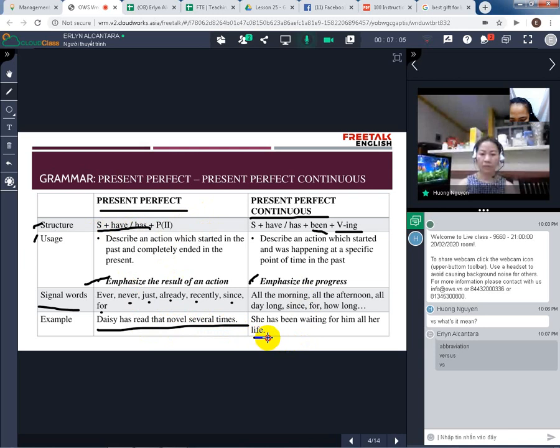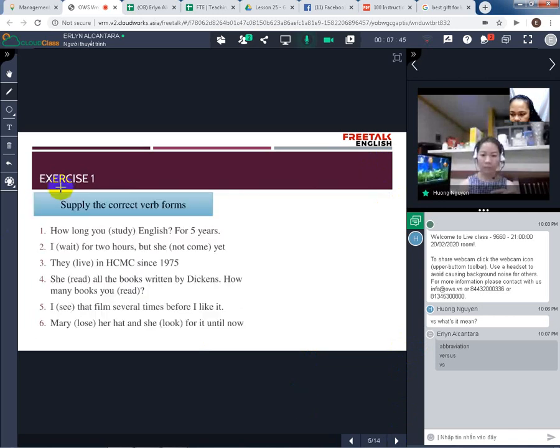Let's read the second sentence. She has been waiting for me all her life. Okay. All her life. That is a signal word that indicates present perfect continuous. Our subject is she. We use has, we have been, and our verb wait plus ing, waiting. Okay? So do you see the pattern? You see the differences between present perfect and present perfect continuous? Okay, so let's apply this information in our first exercise.